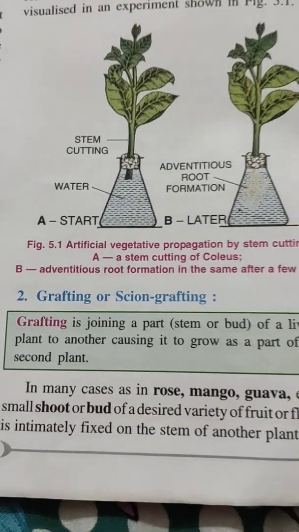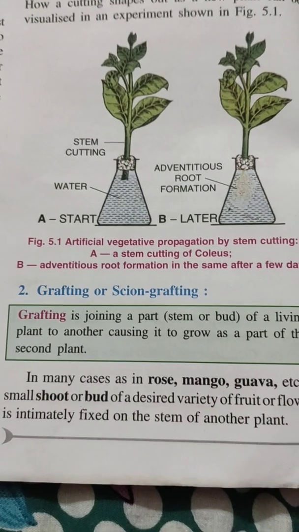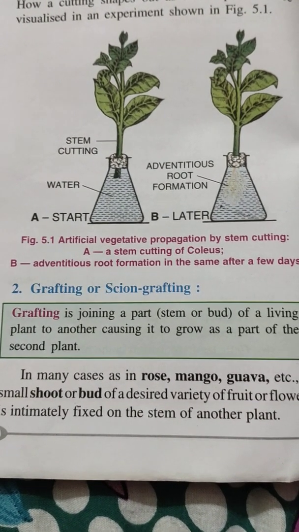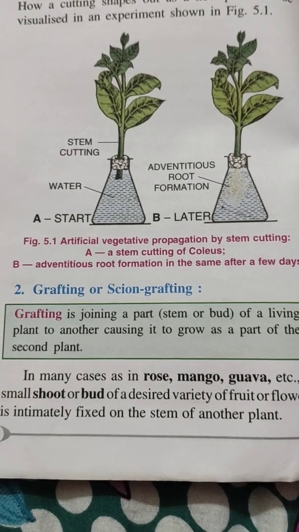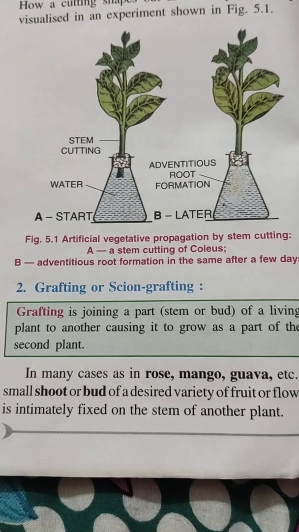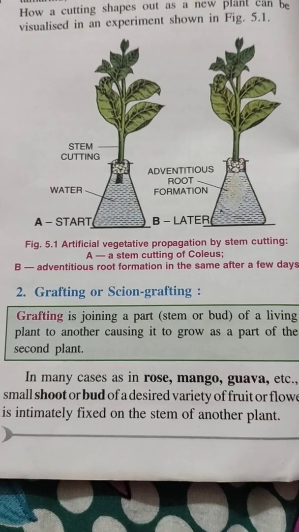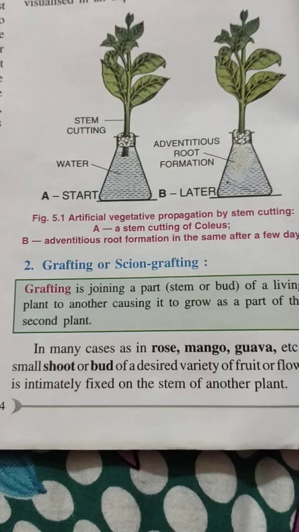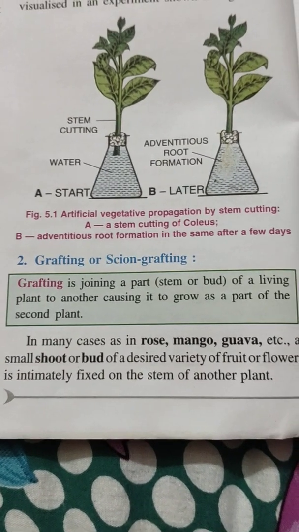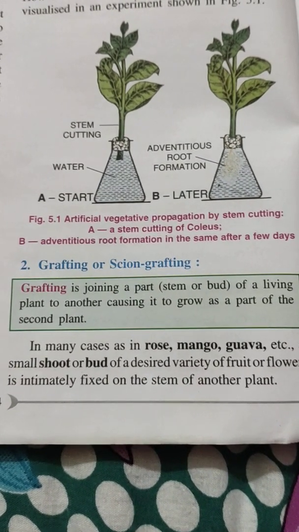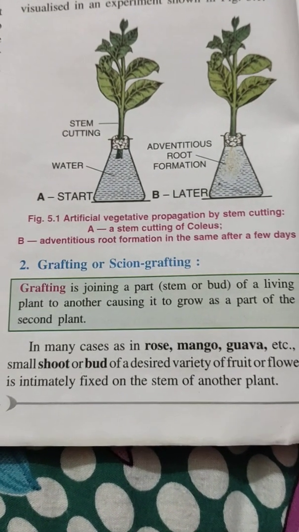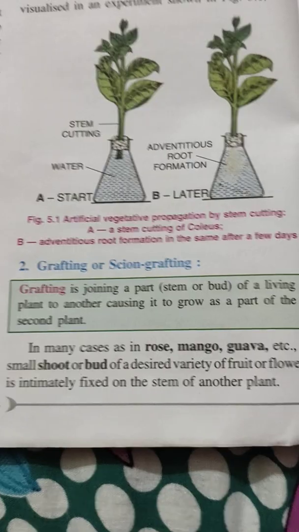Okay. Next is grafting or scion grafting. It is joining a part, that is stem or bud, of a living plant to another, causing it to grow as a part of the second plant. This is another definition which you have to learn. Now, what is the technique? We'll definitely come to that. In many cases, as in rose, mango, guava, a small shoot of a desired variety of fruit or flower is intimately fixed on the stem of another plant.